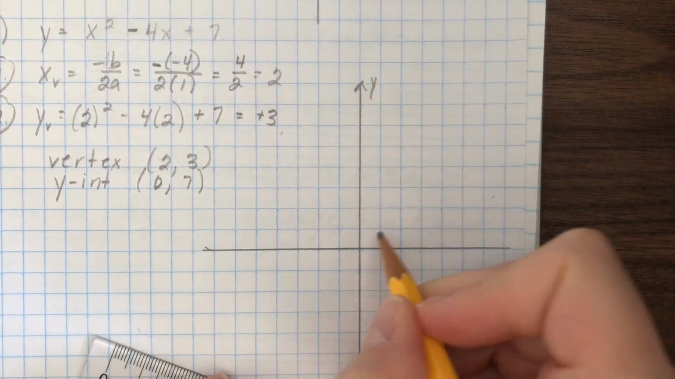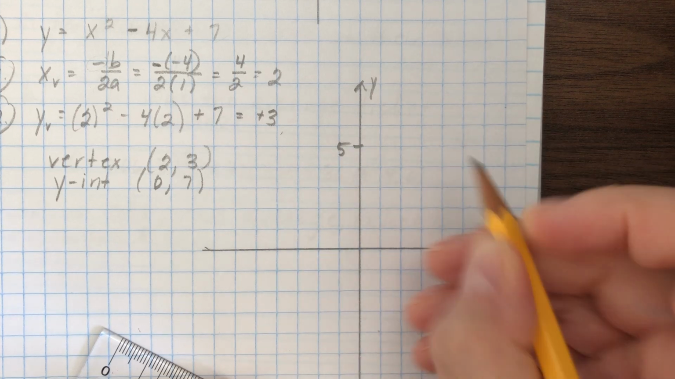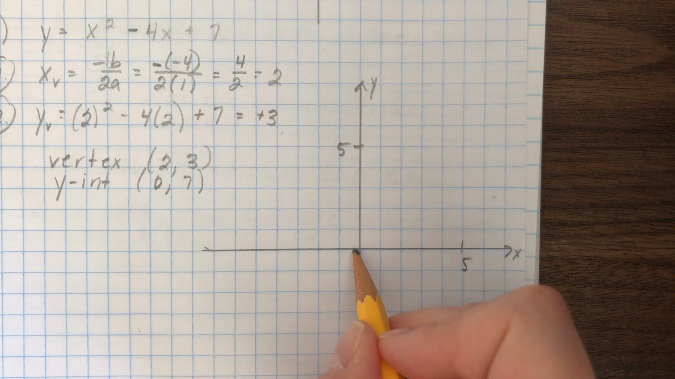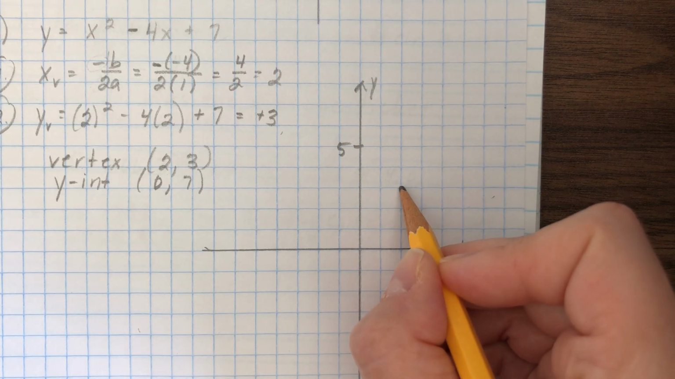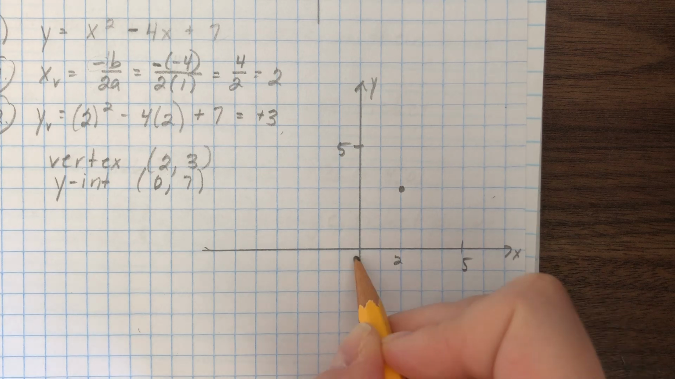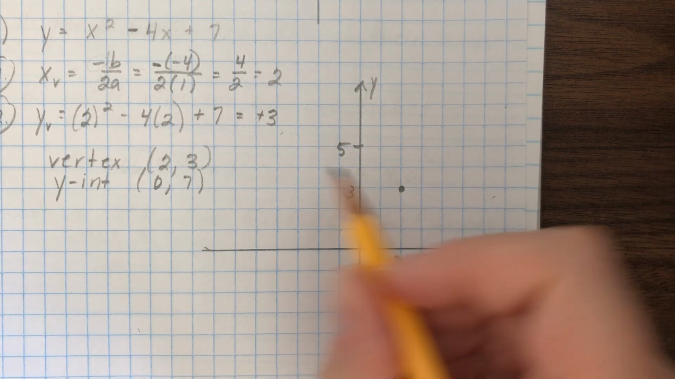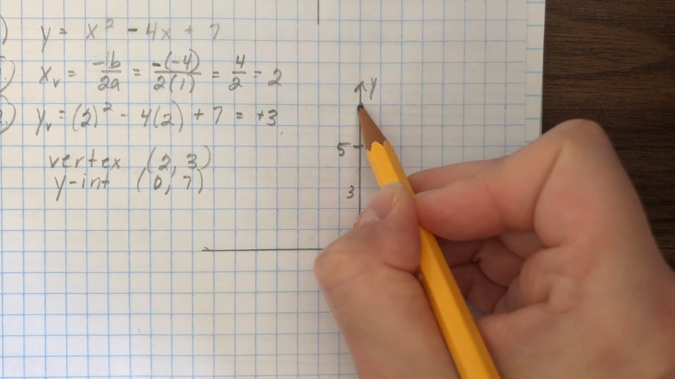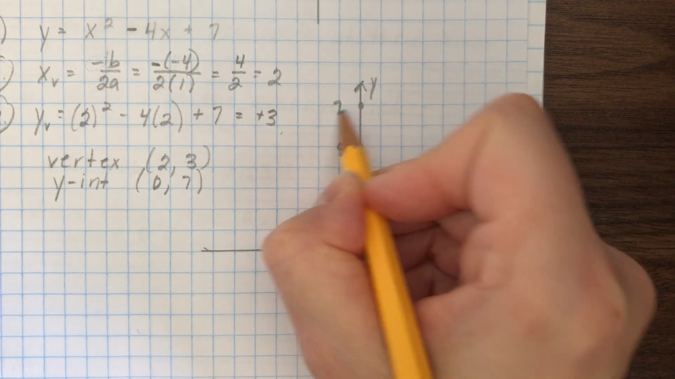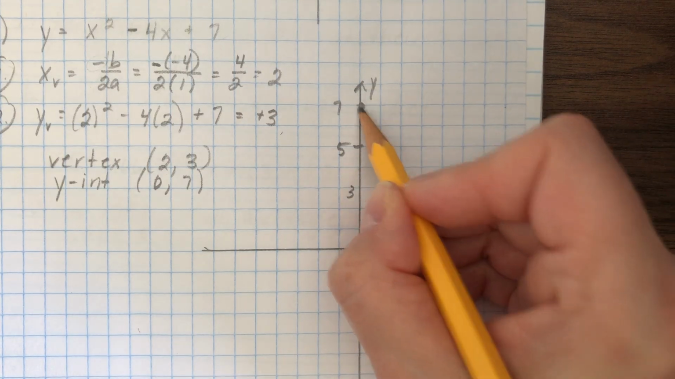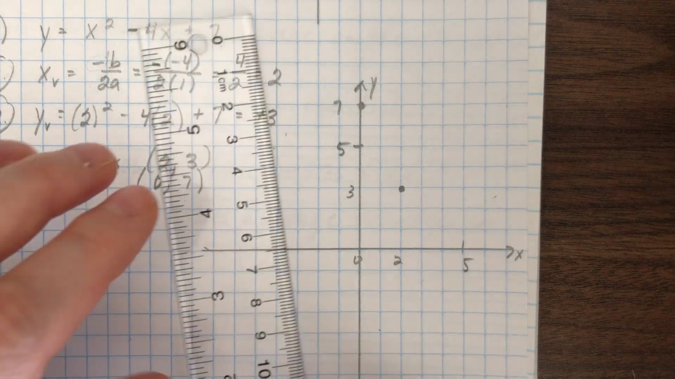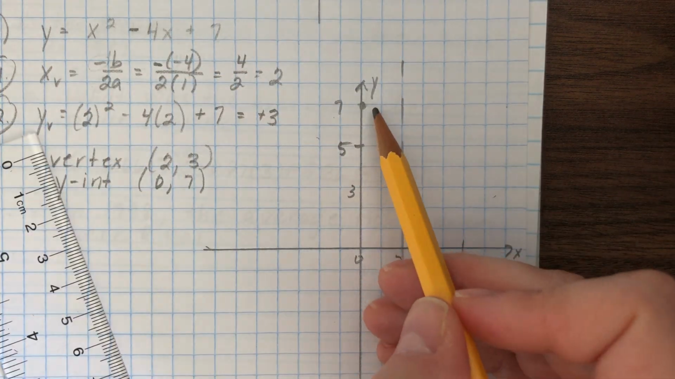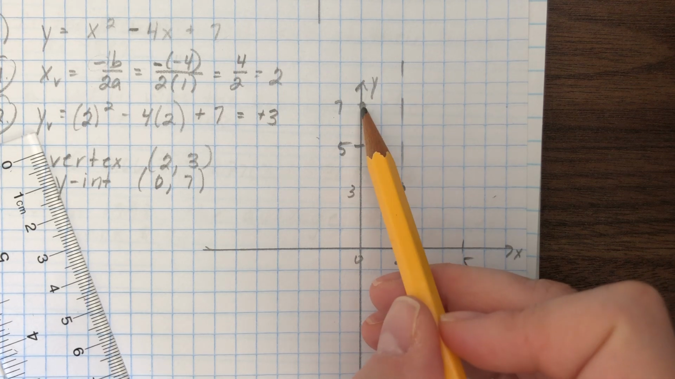Again, I'm going to scale everything by 1s here. Okay, so I'm going to plot the point 2, 3, which will be right here. Okay, I'm going to plot the y-intercept at 0, 7, which will be right here. And I'm going to locate a point on the other side of my axis of symmetry that's the same distance away from the axis of symmetry as this y-intercept.